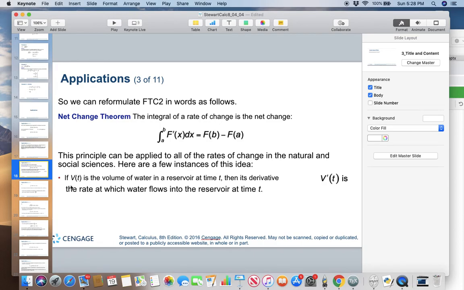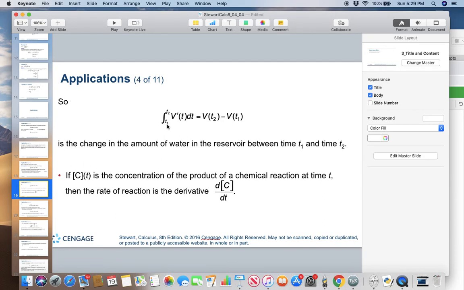Here are a few examples. If V(t) is the volume of water in a reservoir at time t, then its derivative is the rate at which water flows into the reservoir at time t. V is the volume, V prime of t is the rate at which water flows in. So if we say the integral from t1 to t2 of V prime dt is V(t2) minus V(t1), what does that mean? It is the change of the amount of water in the reservoir between time t1 and time t2.